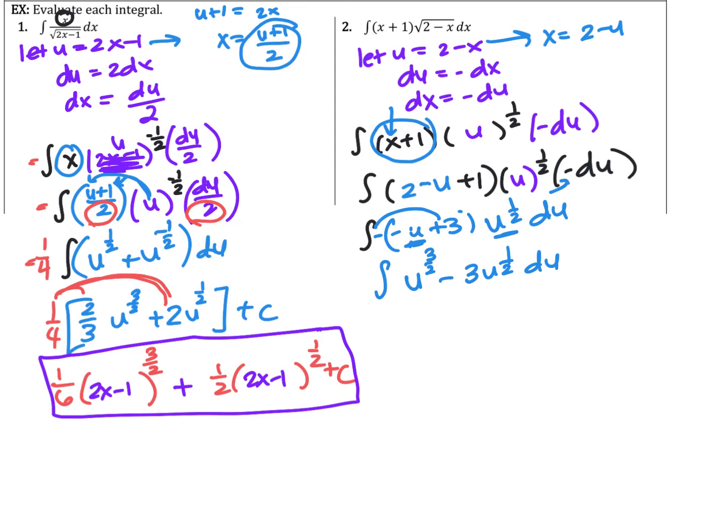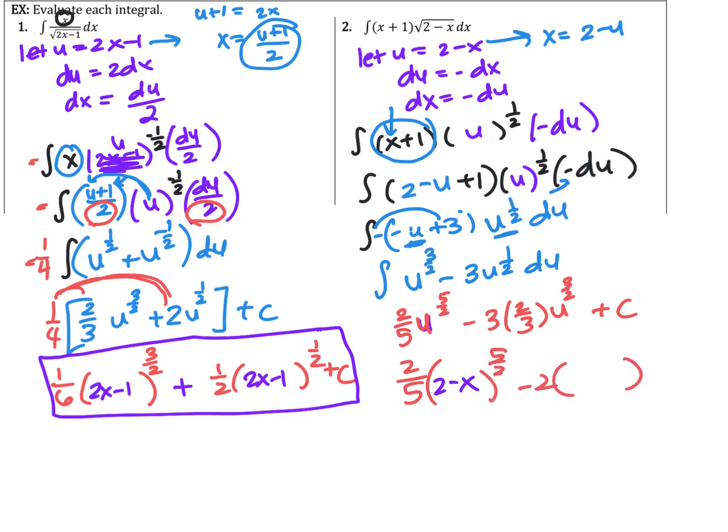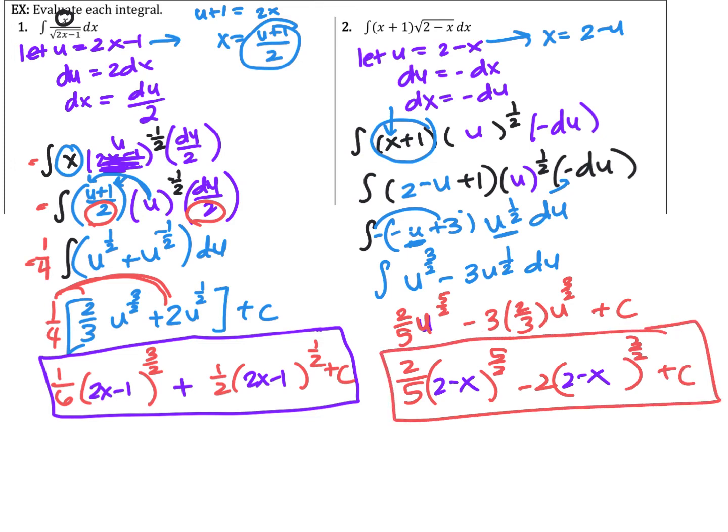And now I can go ahead and integrate. u to the 3/2 is going to become u to the 5/2 with a 2/5 in front, minus 3 times u to the 3/2 with a 2/3 in front, plus c. And then I'm going to go ahead and simplify and plug my u's back in. So 2/5 times (2 minus x) to the power of 5 over 2, minus 2 times (2 minus x) to the power of 3 over 2, plus some arbitrary constant, plus c.